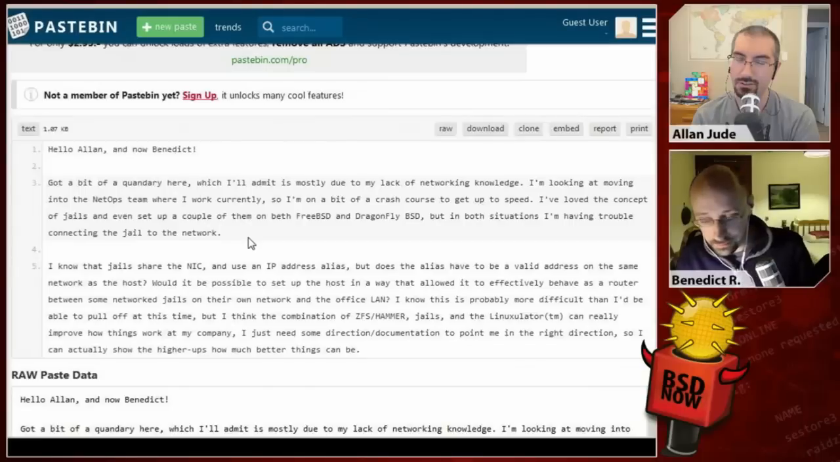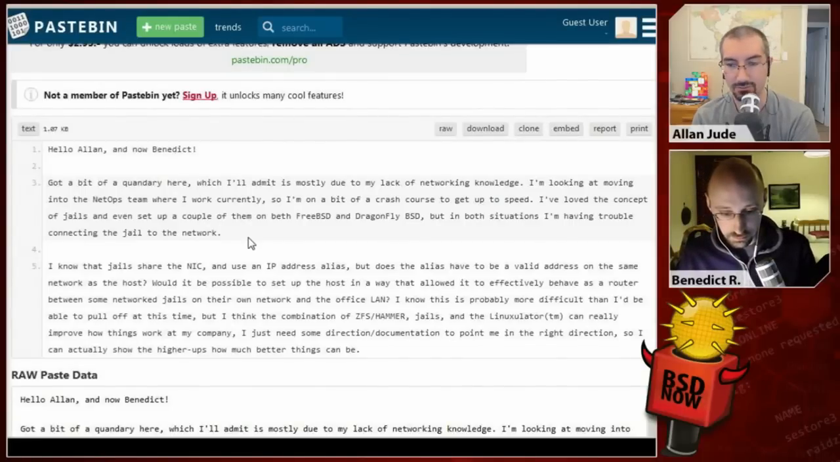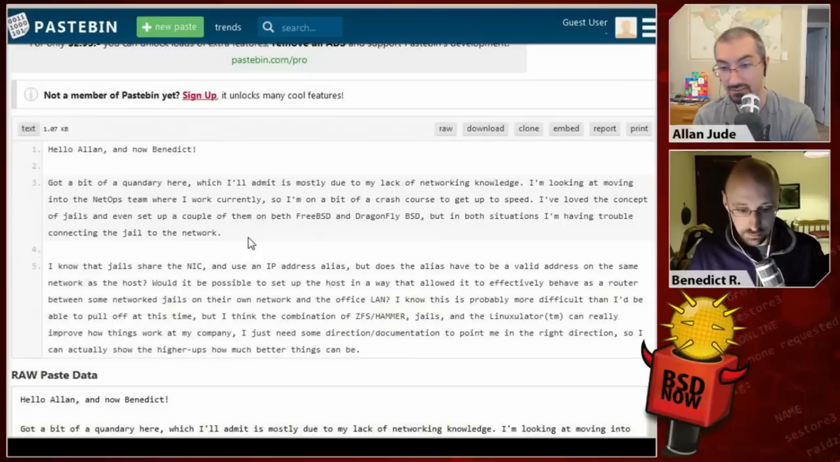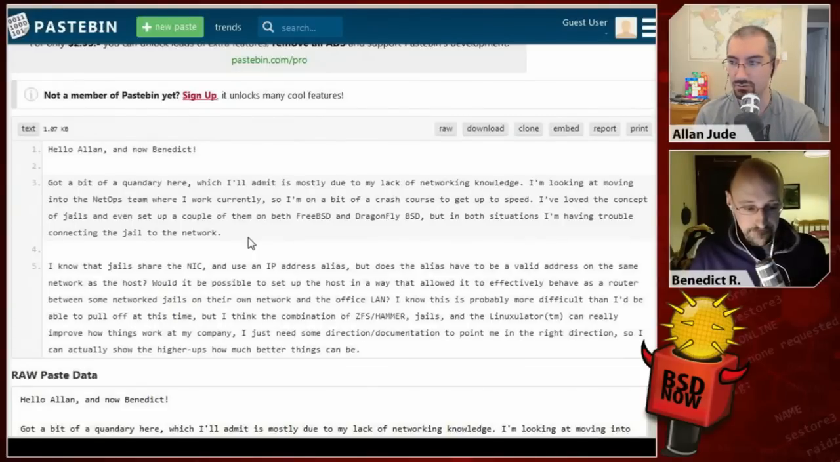Yep. So jails don't share the NIC. They only have access to an individual IP address, which is the alias you add. So normally, if you want them to be on the same network as the host, you just have a second IP address in the same network and give that one to the jail. If you want to use it as a router, what people often do is add another alias to the loopback interface or a new loopback interface, and then do NAT on the host to translate that subnet into a different one.